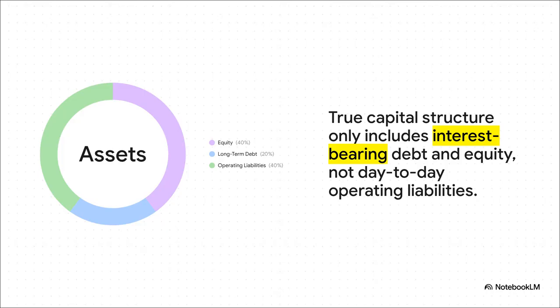Let's break down that $600 in liabilities. You see, a big chunk of it, $400, is what we call operating liabilities. Think of that as money you owe to your suppliers for inventory you just bought. That's not really a strategic financing choice, it's just part of running the business. But that other $200? That's long-term debt. That's a bank loan. That's money the company chose to borrow to fund itself. And that is the piece we care about for capital structure.